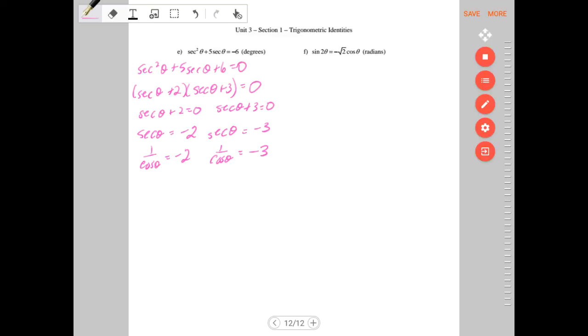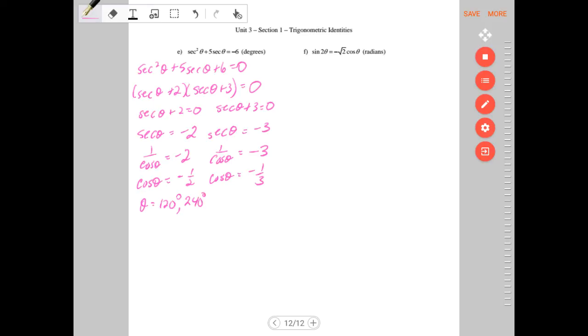Yeah, good, okay. Take the reciprocal of both sides to get cos theta on top. So that equals negative 1/2, and cos theta equals negative 1/3. Okay, now we know that 1/2 is on the unit circle. Cosine is negative in quadrants 2 and 3. We're going to be in degrees here. So it is a half at 60 degrees. So in quadrant 2, that equivalent is 120 degrees.